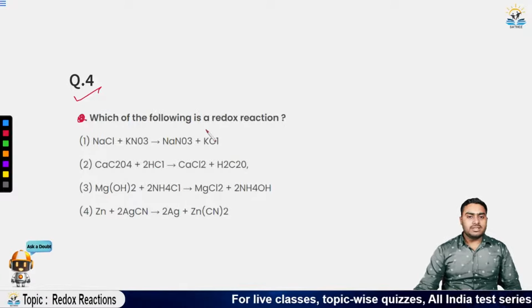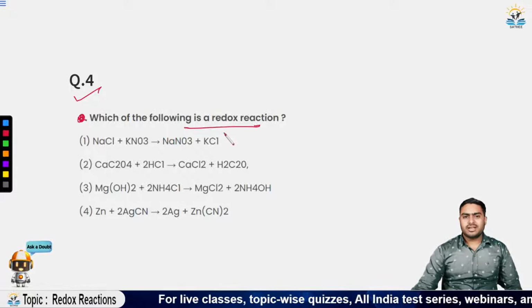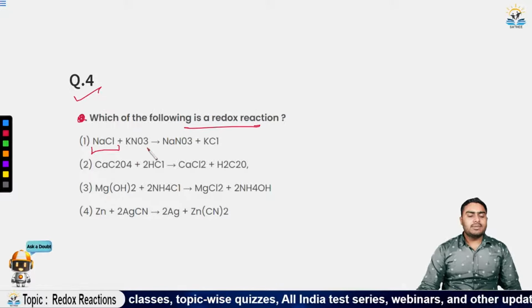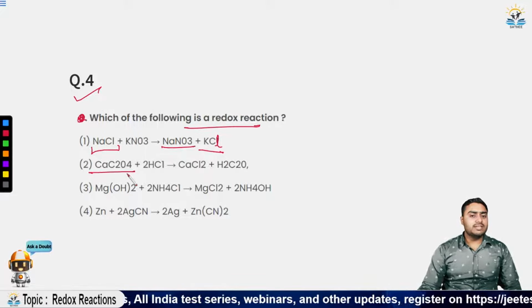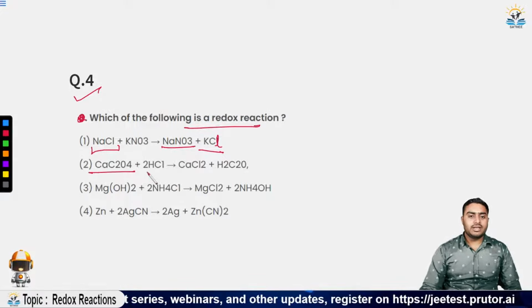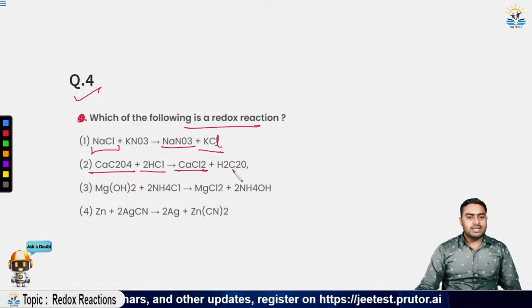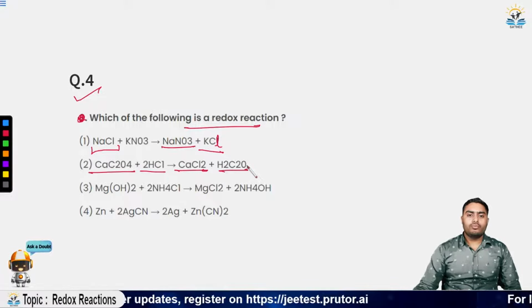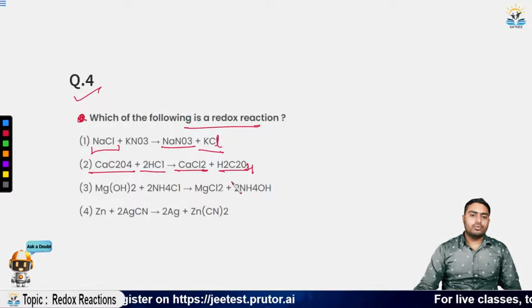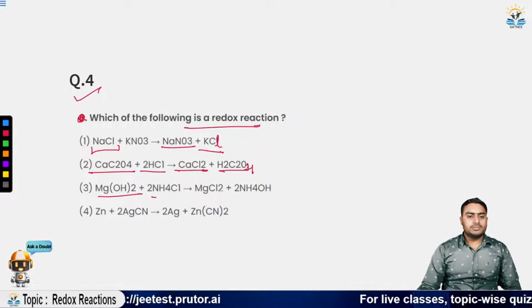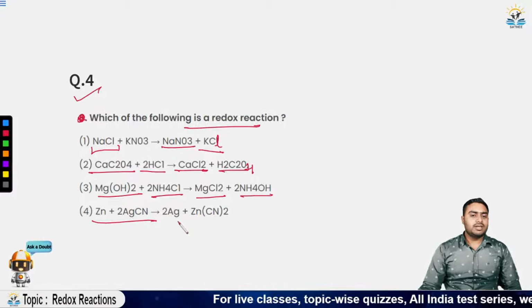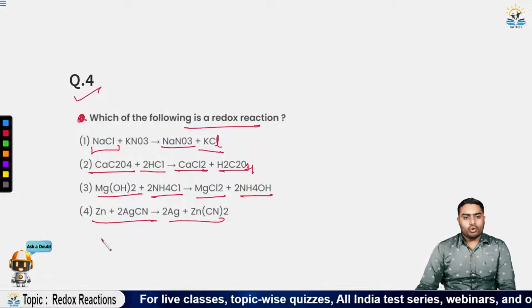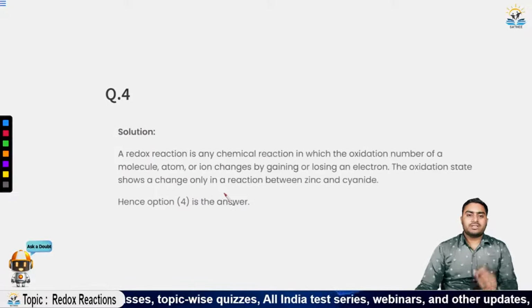Which of the following is a redox reaction? Again you can do this question. NaCl plus KNO3 gives NaNO3 plus KCl. CaC2O4, calcium oxalate, plus 2HCl gives CaCl2 plus H2C2O4. Mg(OH)2 plus 2NH4Cl gives MgCl2 plus 2NH4OH. Zn plus 2AgCN gives 2Ag plus Zn(CN)2. So you can see the answer.